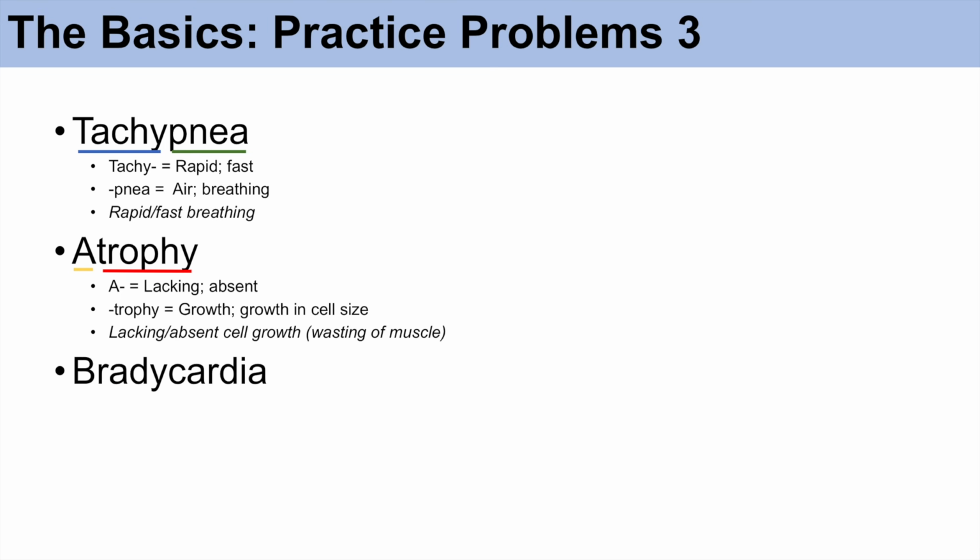The next one is bradycardia. What does bradycardia mean? Again, just break it down. Brady means slow, so it's the opposite of tachy. And cardia means the heart. Cardio means the heart, and cardia is still relating to the heart. So when we put it all together, bradycardia means a slow or slower than normal heart rate.